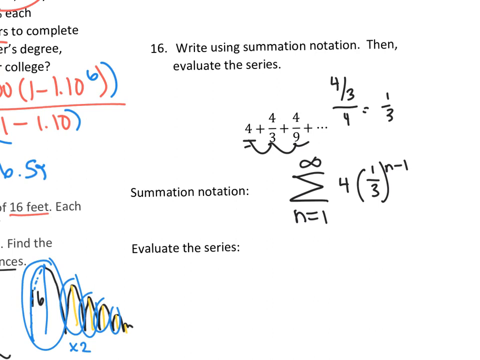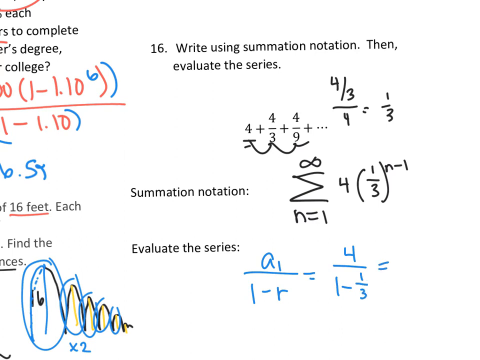So to evaluate the series, it's an infinite geometric series. And it converges because the absolute value of r is less than 1. So you're going to want to use the formula of the first term over 1 minus r.